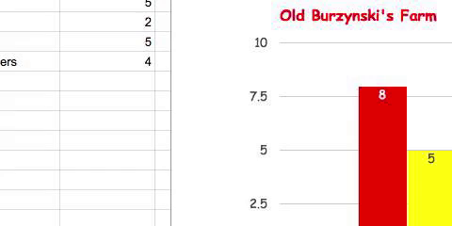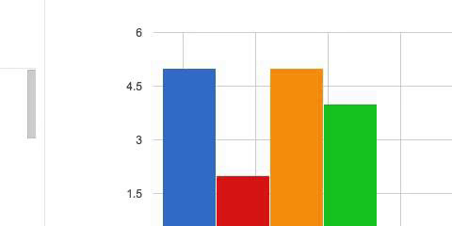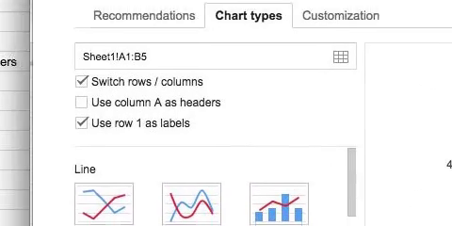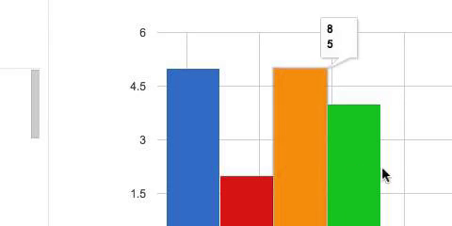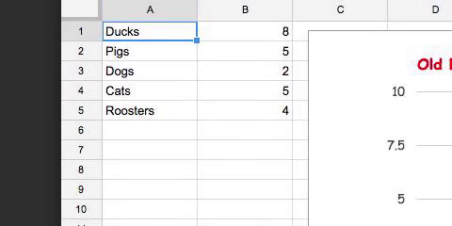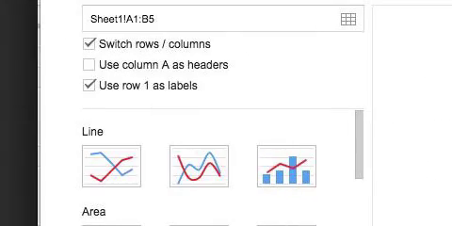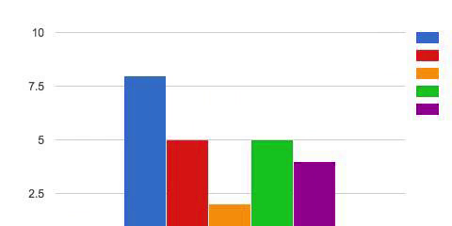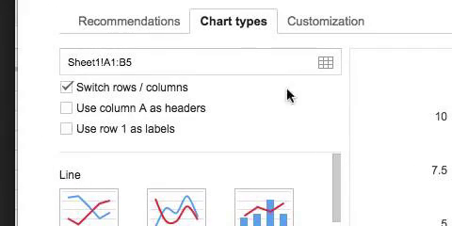Ooh, nice, right? All right, so now I can see that I have my legend over here. It's all changed up, but I only have 4. And over here on my chart, I had 5 animals on my farm. So I must be doing something wrong. Let's take a look right over here. Use row 1 as labels. I don't want to use row 1 as labels. I click on that and now it takes it away. So now I have all 5 of my chart items.